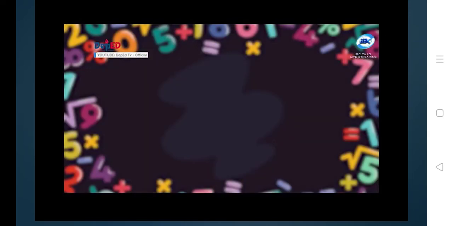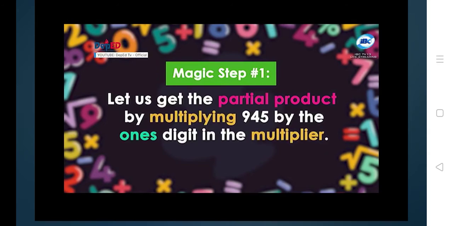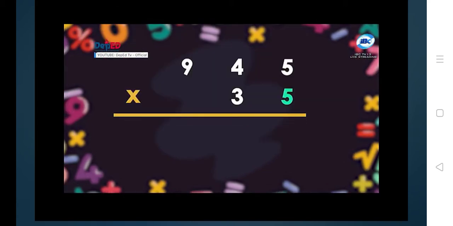Magic step number 1. Let us get the partial product by multiplying 945 by the ones digit in the multiplier. 5 times 5 is 25. Write down 5, carry 2. 5 times 4 is 20. Plus 2 is 22. Write down 2, carry 2. Next, 5 times 9 is 45. 45 plus 2 is 47. Write down 47.